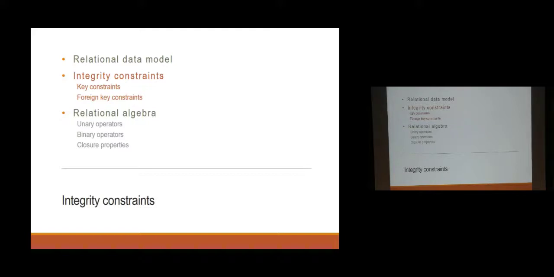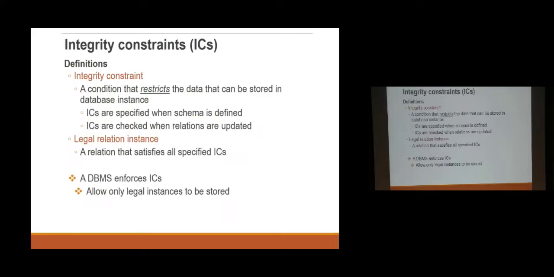So this is what we are going to describe. We're going to formalize this. It's basically just a condition that restricts what kind of data you can put in. So your tuple cannot contain literally anything. It must be restricted. For instance, it cannot contain another tuple. And we define what is a legal instance.